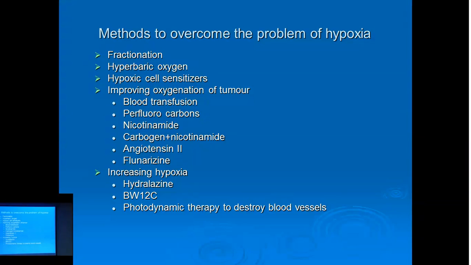And improving the oxygenation of the tumor by blood transfusion, perfluorocarbons, nicotinamide, a mixture of carbogen and nicotinamide, angiotensin and flunarizine, various things have been tried, and probably they do improve the oxygen status of the patient. Particularly, I have seen the clinical results of the patients in whom they have done blood transfusion. After the blood transfusion, the hemoglobin levels are good. They respond better than those with poorer hemoglobin levels. That is a proof of the problem of hypoxic cells.